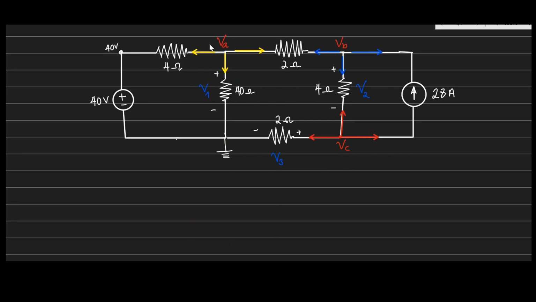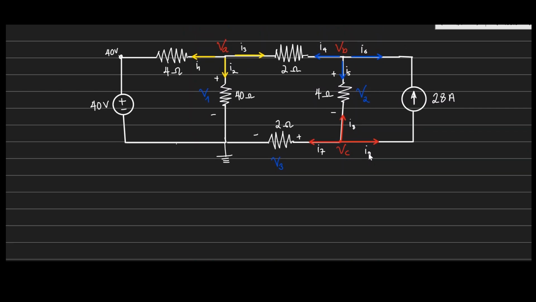Okay, all right. So now let us apply KCL. At node A, I'm going to call this current I1, I'll call this I2, I'll call this I3, and then at this node I'll call this I4, I'll call this I5, this one will be I6, right? And then at this node, this one I'll call I7, this one will be I8, and then I9. So I have 9 currents there, right, at those non-reference nodes.